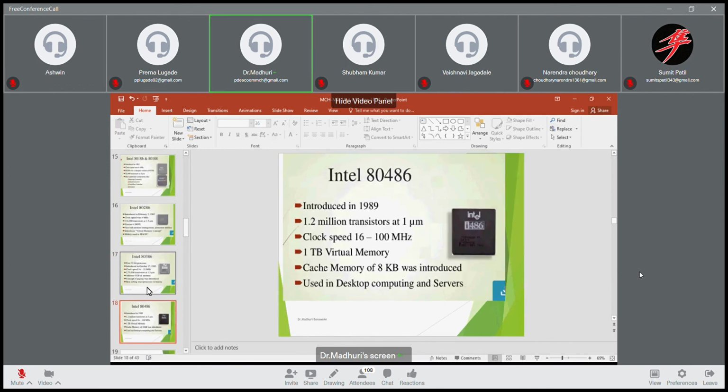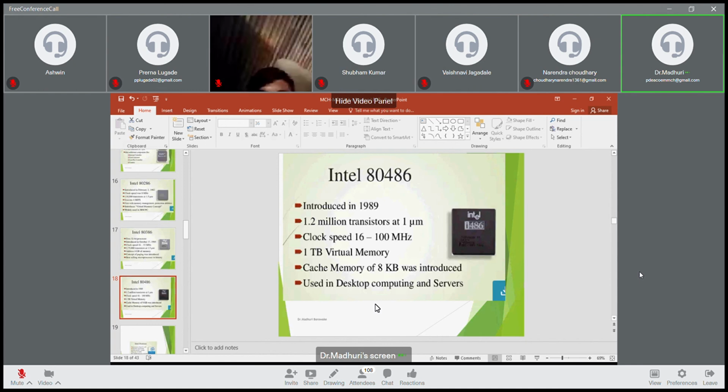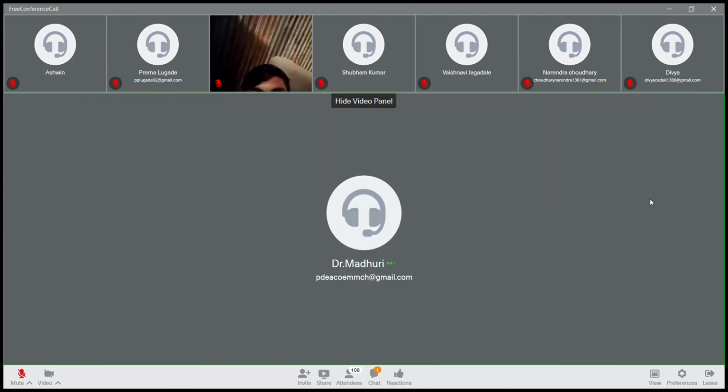Okay, this is the 486. I think I will stop here. Now the next, the Pentium, we will see in the next lecture. Have you understood today's lecture? You got it, guys? Any doubt? Let me know any doubt.